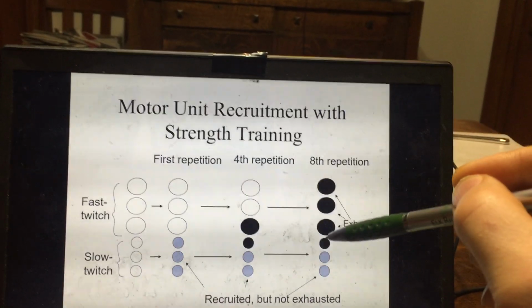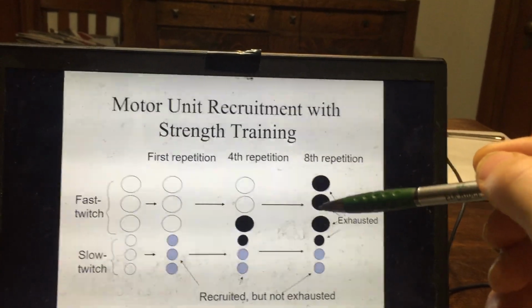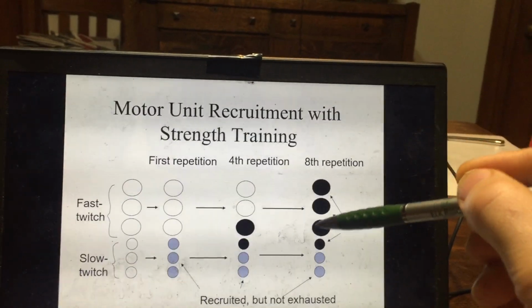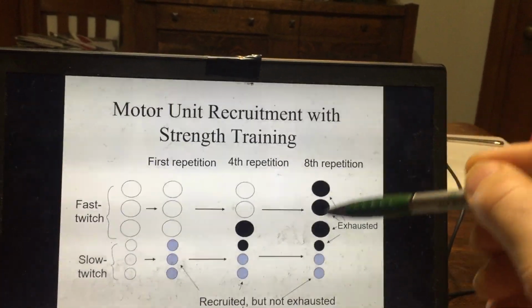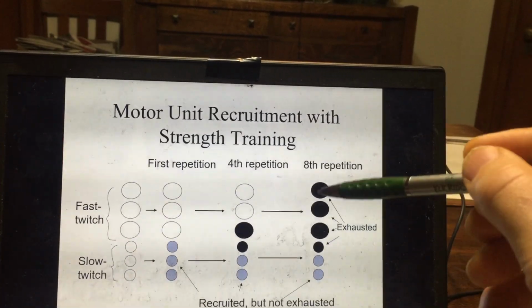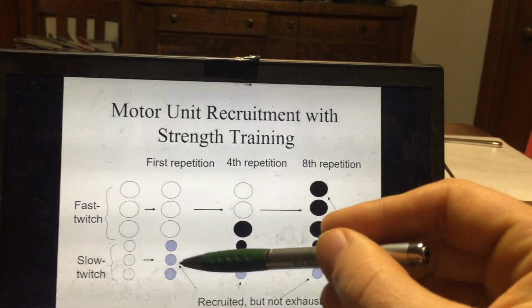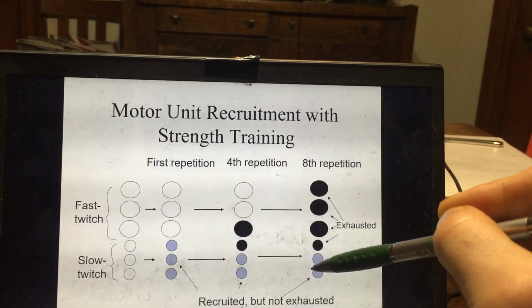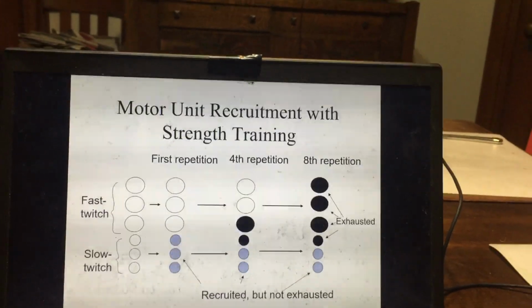And this might be one of the reasons why you get preferential hypertrophy of the type 2 or fast twitch motor units with typical resistance training, because they will all be recruited and worked to their maximum, so exhausted. Whereas with the slow twitch ones, even though they're recruited first, they're not exhausted, so they're not really overloaded by the 8th repetition in that set.